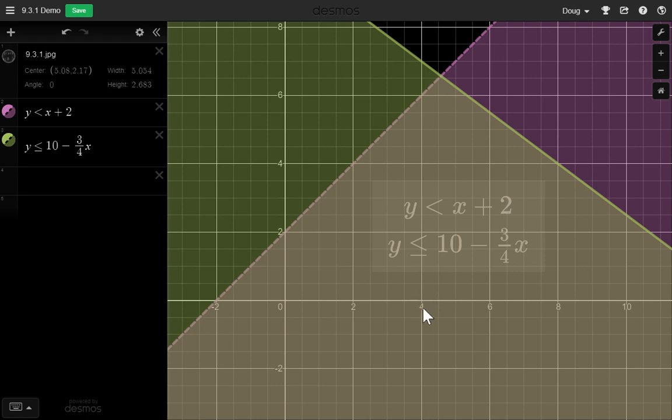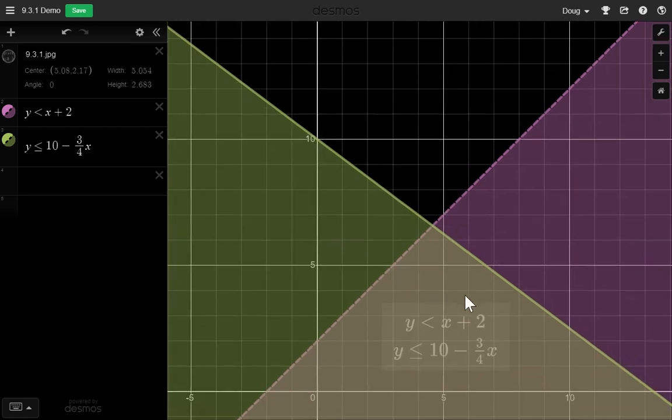With this being a 4, over here I've got 3/4 times 4, which is just going to make this a negative 3. So 10 minus 3 is 7. And again, the y value was 2. 2 is less than or equal to 7 is true. So points that are in the double region here are solutions.